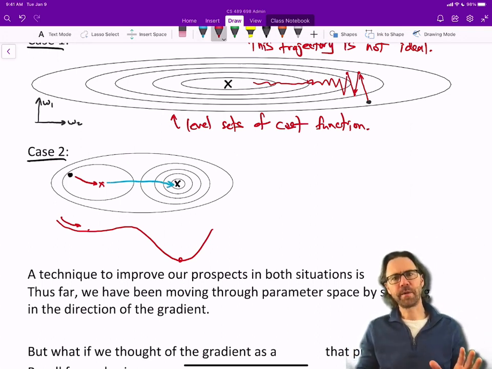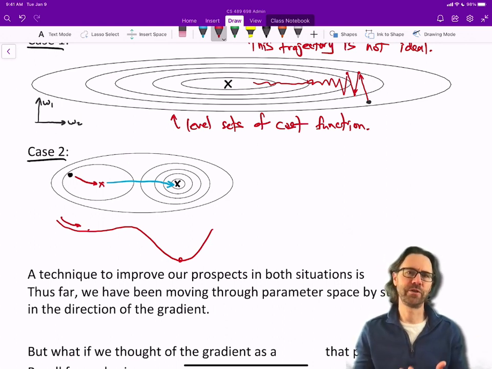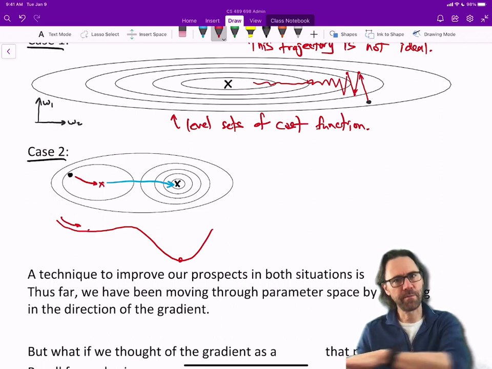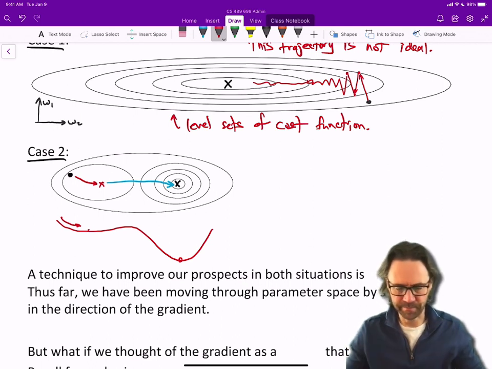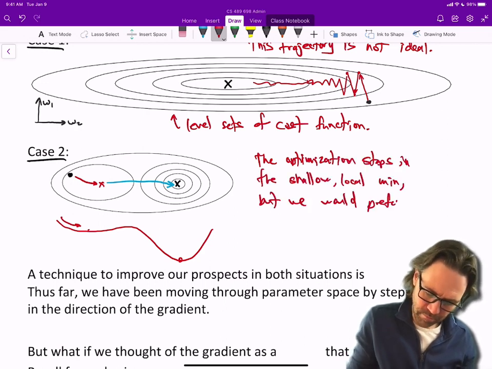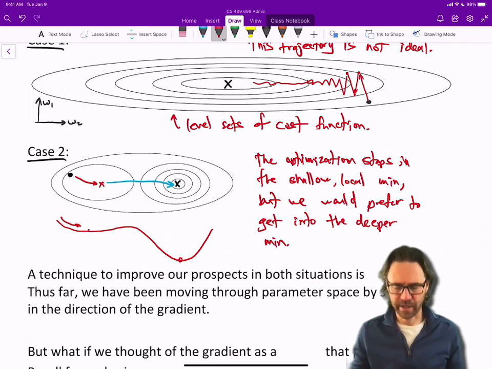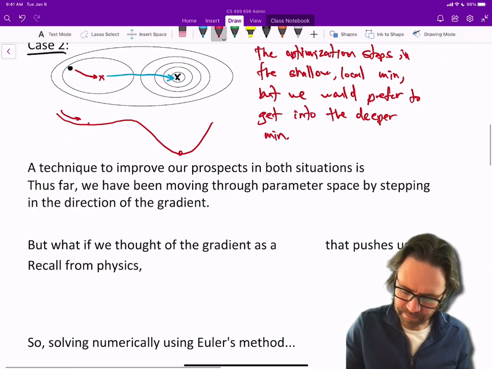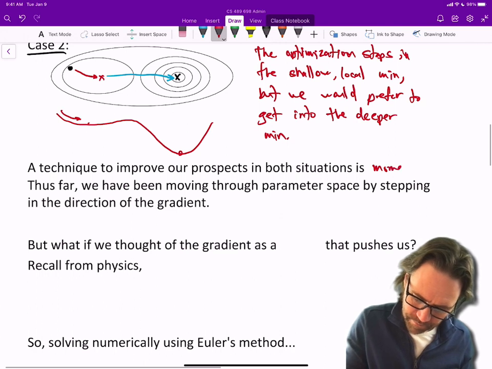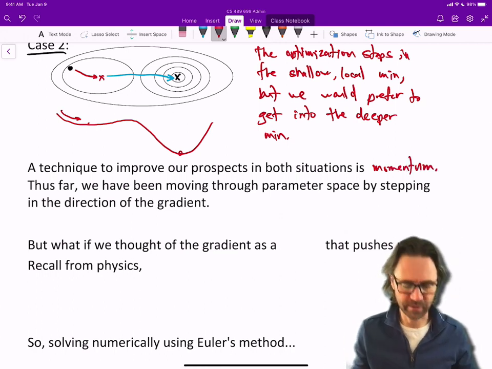Okay, so the optimization stops in the shallow local minimum, but we would prefer to get over the hump and into the deeper minimum. Okay, so a technique to improve our prospects in both of those situations is a method called momentum, which is good because this is the momentum section of the lecture.